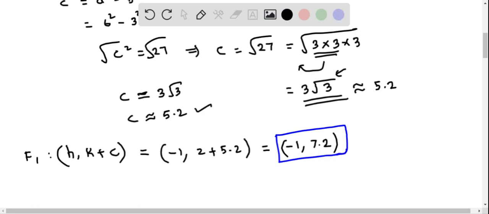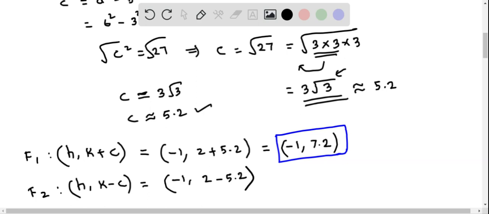Now let's determine another focus. So this is H comma K minus C. Let's substitute the value of H, which is -1, and K is 2, and minus of 5.2. So 2 minus 5.2 equals -3.2. So therefore the other coordinate is -1 comma -3.2. So this is another focus. So these are the coordinates of the foci.